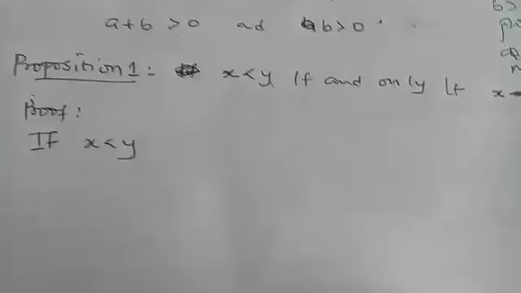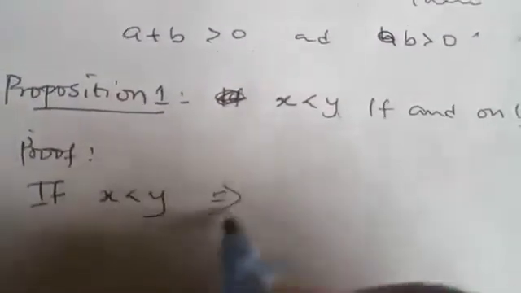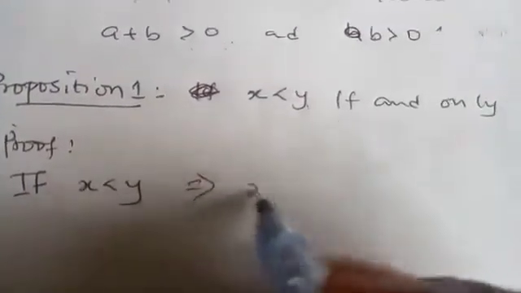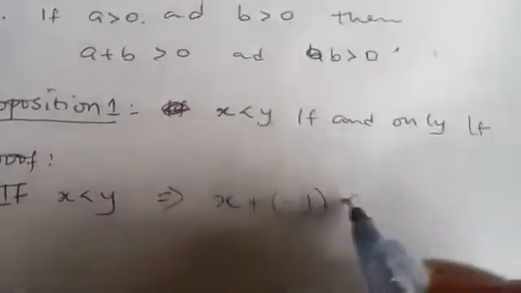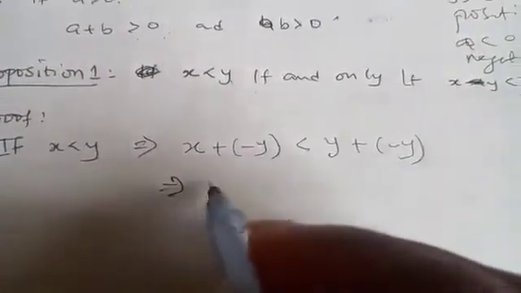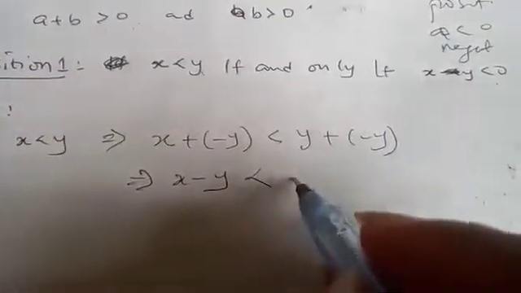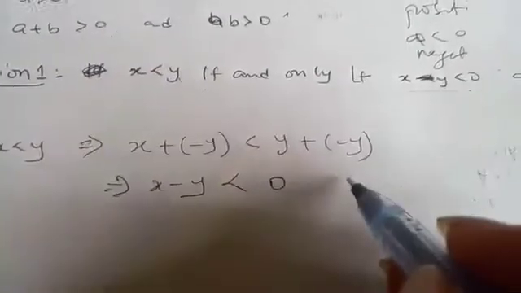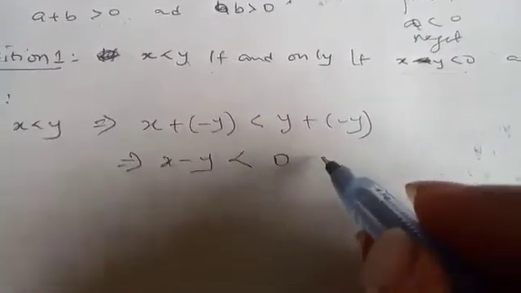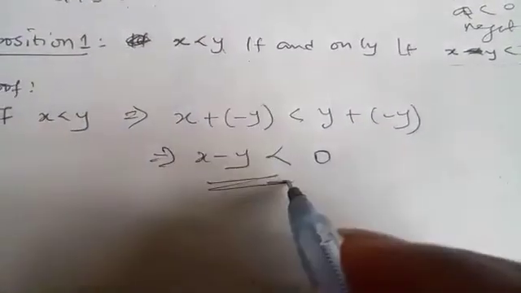So let's prove it. If x is less than y, this implies that x plus minus y is less than y plus minus y. So we have added minus y to both sides. This will be x minus y less than, and this one will give me 0. This is the additive identity that we just treated in our field axiom. So we have done this.